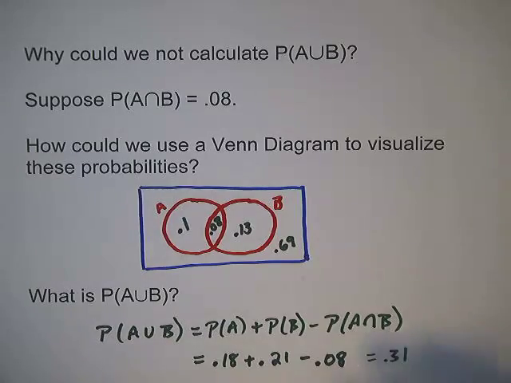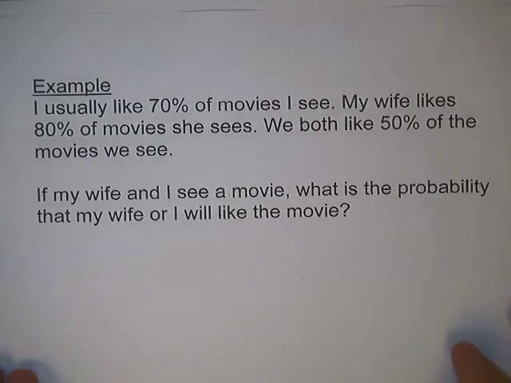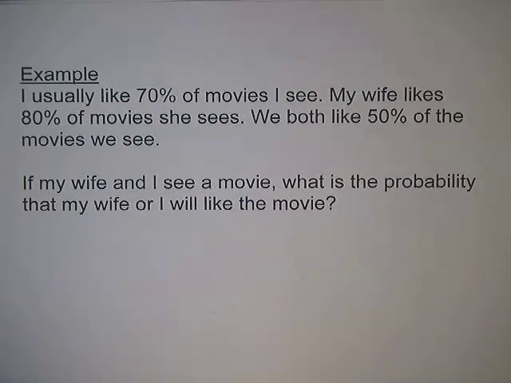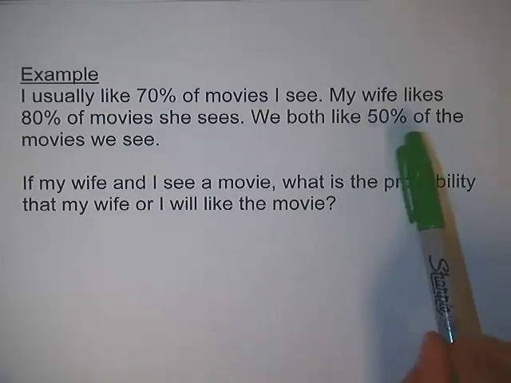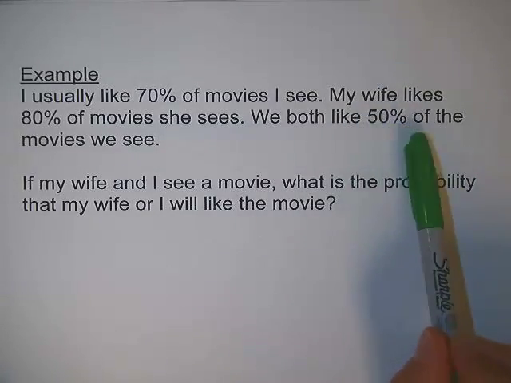Okay, so let's do one more example. So I usually like 70% of the movies I see. My wife likes 80% of the movies she sees. We both like 50% of the movies we both see. So if we see it together, there'll be a 50% chance that both of us like the movie.